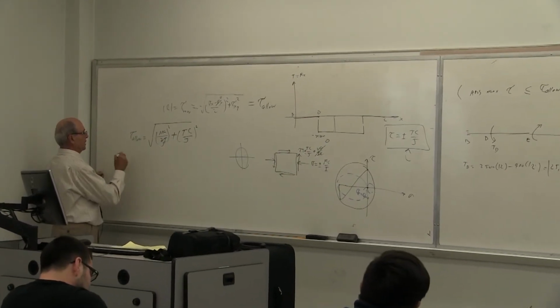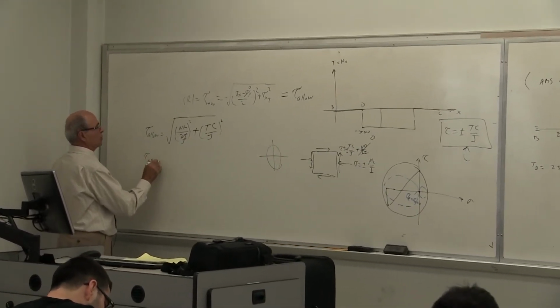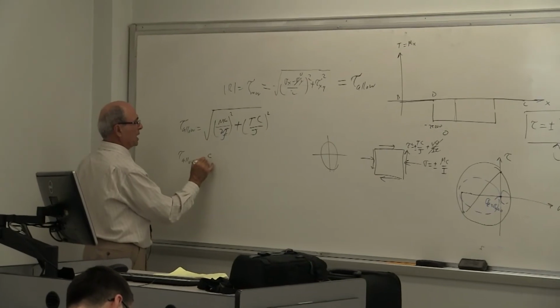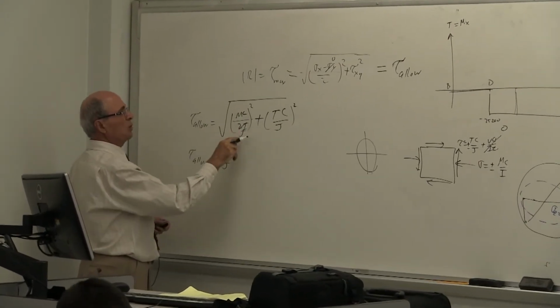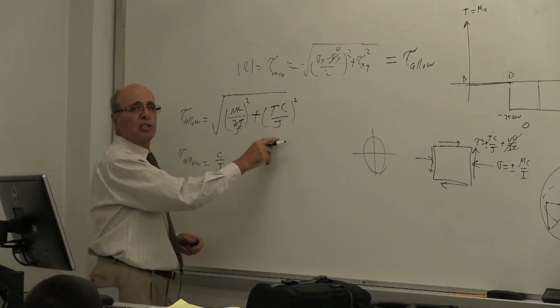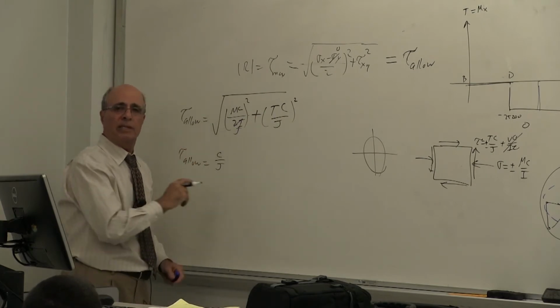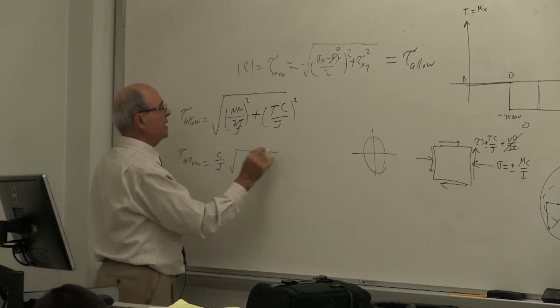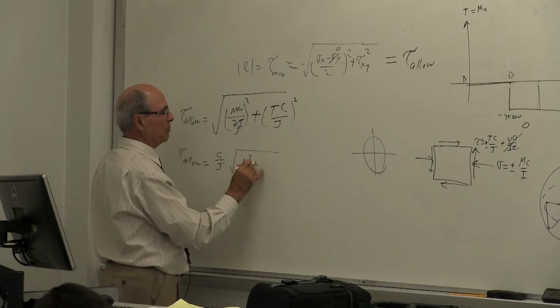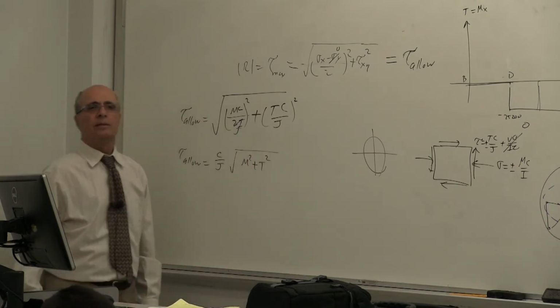Tau allowable equal to c comes out, j comes out. This is c squared over j squared. Comes out, becomes c over j. What is left is only m squared plus t squared. That's it.